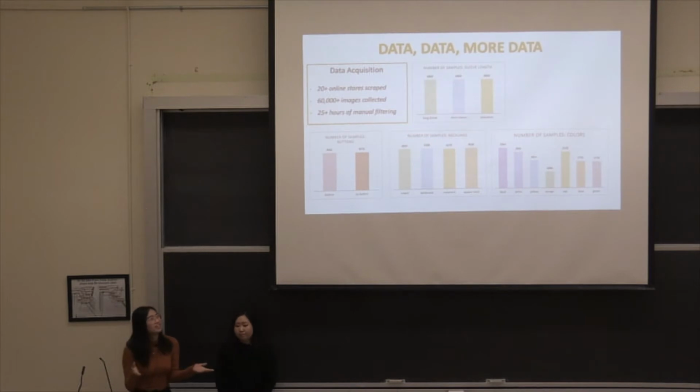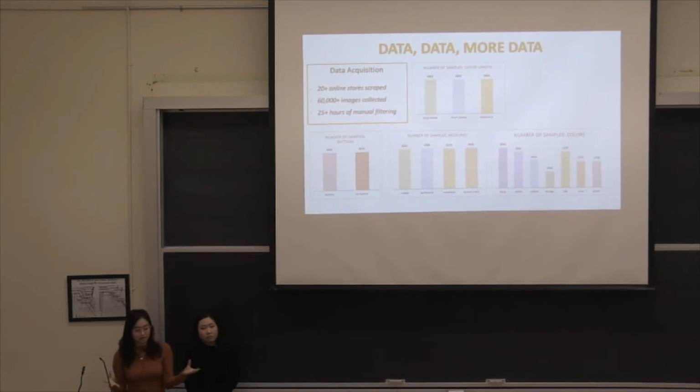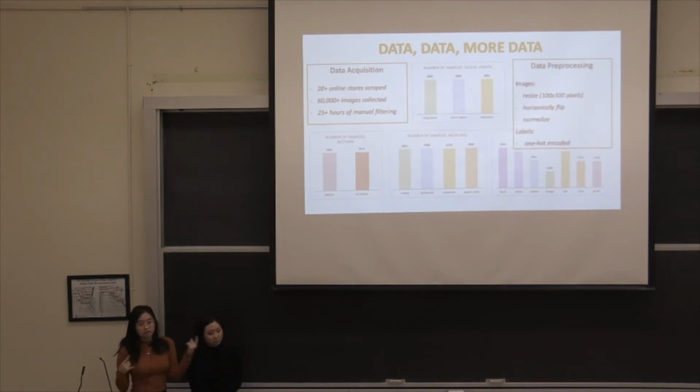So in terms of the data acquisition process, this took a long time for us because we had to generate the entire data set from scratch. We did this by scraping over 20 online stores to get images based on a search engine result that we put in, and we used that automatically to classify it as the label. And then these are some statistics of the distributions of our data sets.